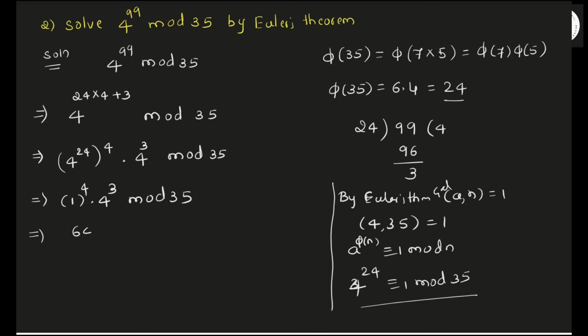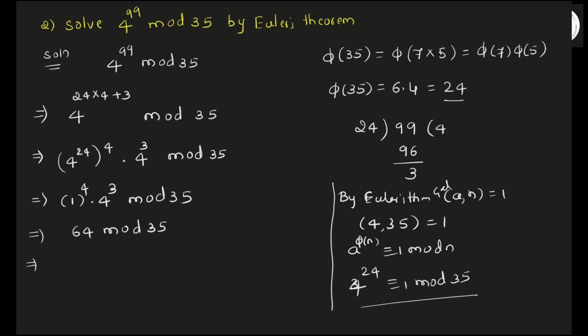So this implies 4 to the power 3 is 64, and 64 mod 35. When you divide 64 by 35, you get a remainder of 29 mod 35. Therefore, 4 to the power 99 mod 35 is equal to 29. This is the answer. This is how to solve the example.